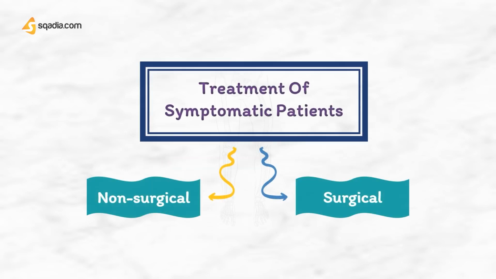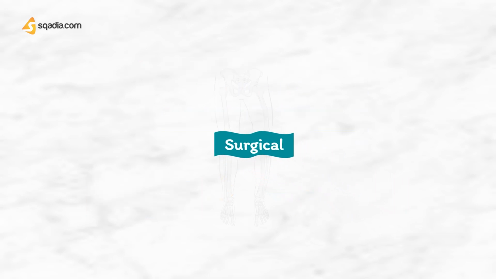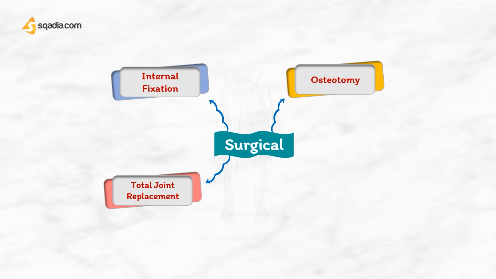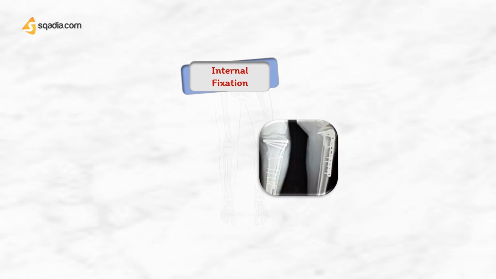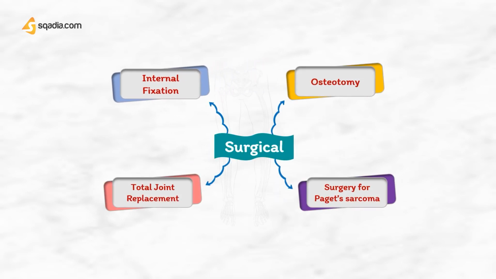Now, we will explore surgical treatment tools which are usually reserved and pursued to treat complications. Procedures employed are internal fixation, osteotomy, total joint replacement, and surgery for Paget's sarcoma. Now let's see what is internal fixation. Application of this procedure lies in treatment of fractures in affected bone. Here, first of all, bone fragments are repositioned to the normal state and then fixed by using wires, pins, metal plates, screws.